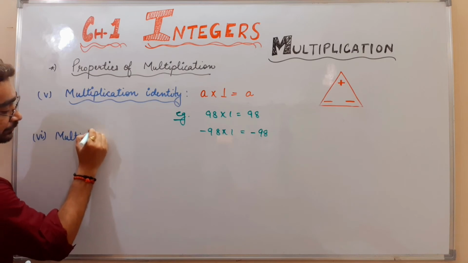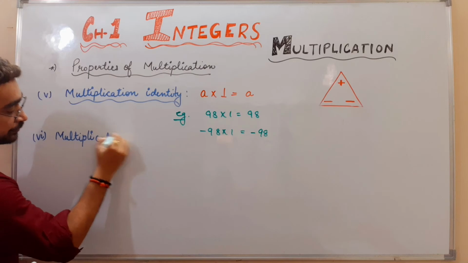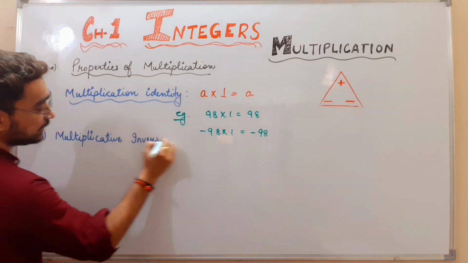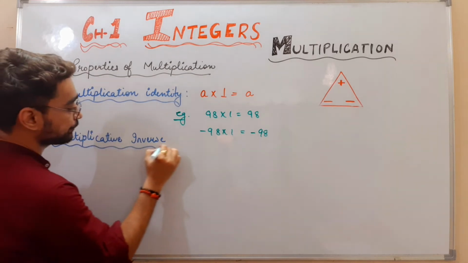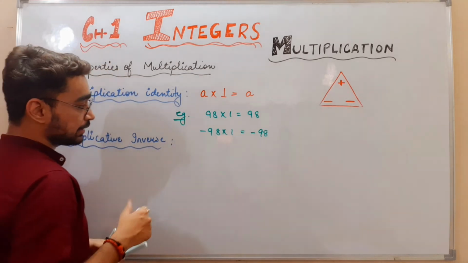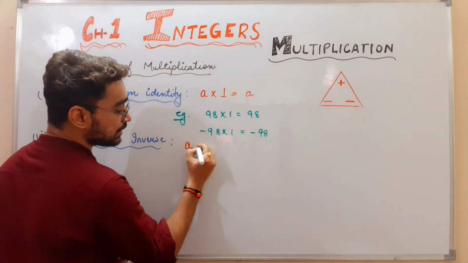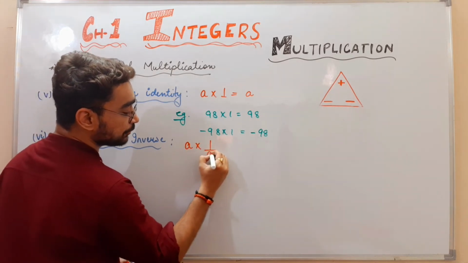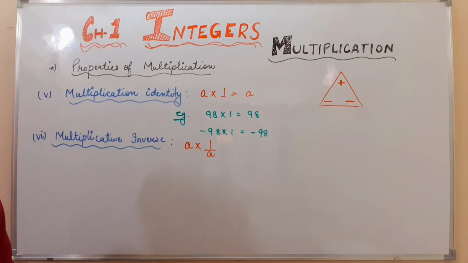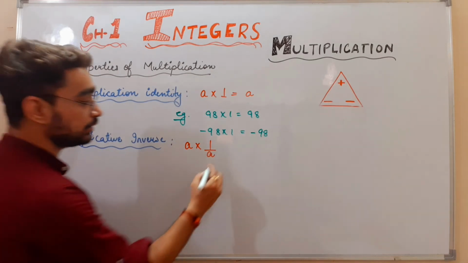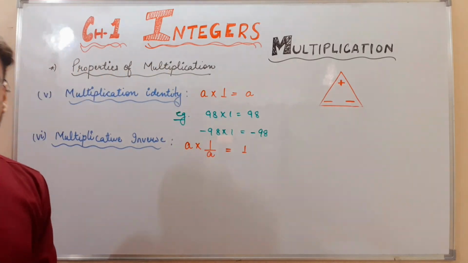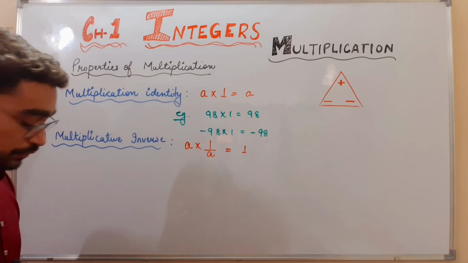Multiplicative inverse. Multiplicative inverse means what? It says that if any number is multiplied by its reciprocal, a into 1 upon a, you are always getting the answer as 1.